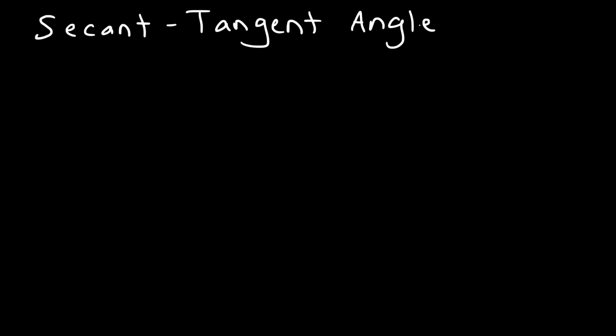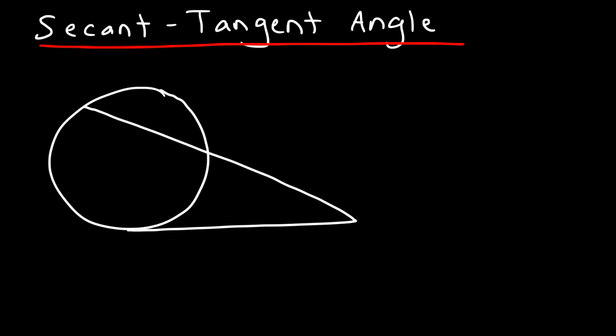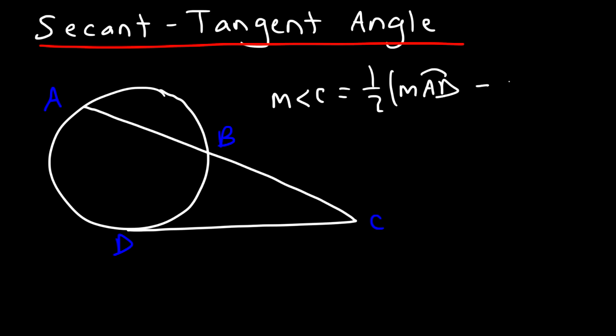Now let's move on to the secant tangent angle. Like the previous two, this angle also exists outside of the circle. And it has a similar formula, and it's composed of a tangent and a secant segment. So let's call this A, B, C, D. DC is the tangent segment, AC is the secant segment. Now, the measure of angle C is 1/2 the measure of arc AD minus the measure of arc BD.